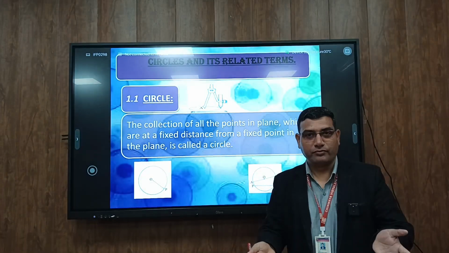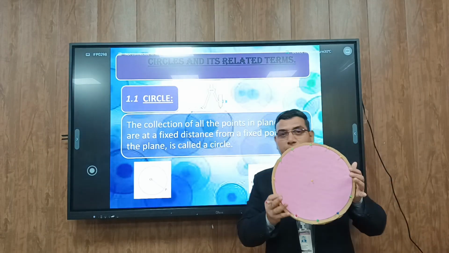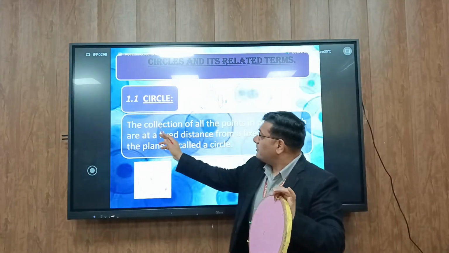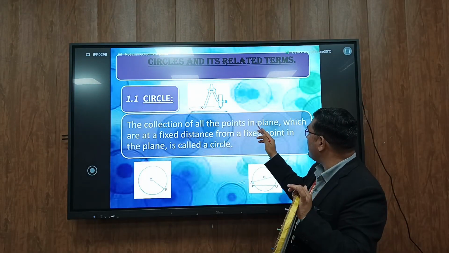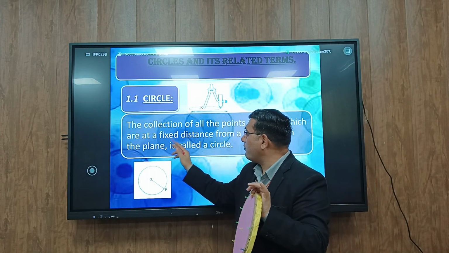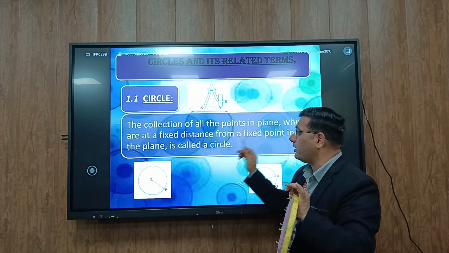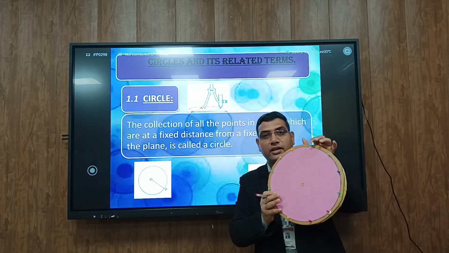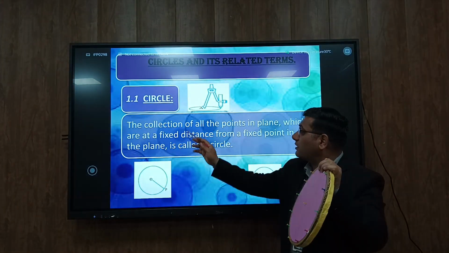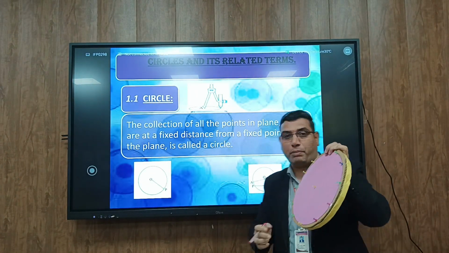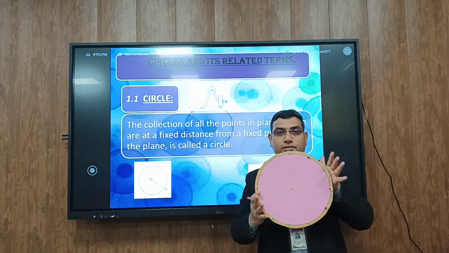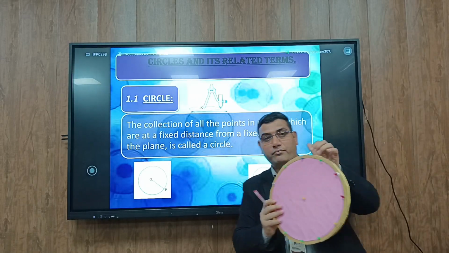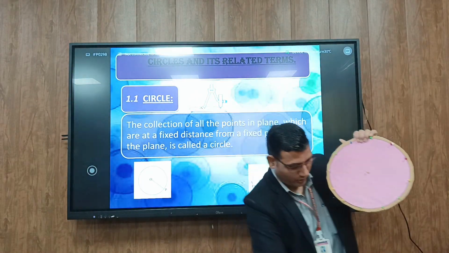Circle. What is a circle? This is a circle. According to the definition, the collection of all the points in a plane which are at a fixed distance from a fixed point in the plane is called a circle. We are discussing these points, the collection of all the points in the plane. These are the points in a plane which are at a fixed distance from a fixed point, and this is the fixed point.